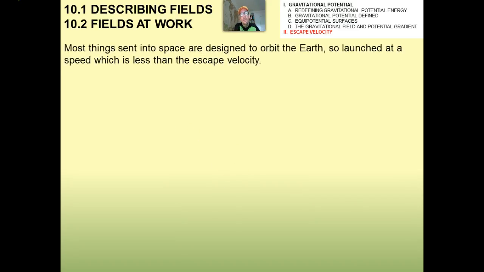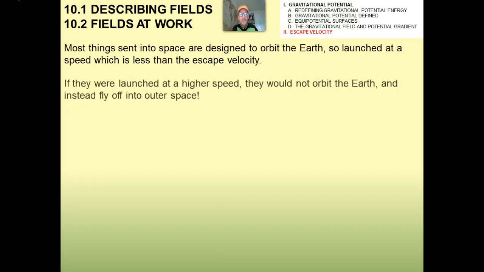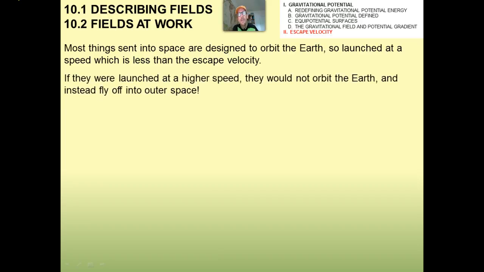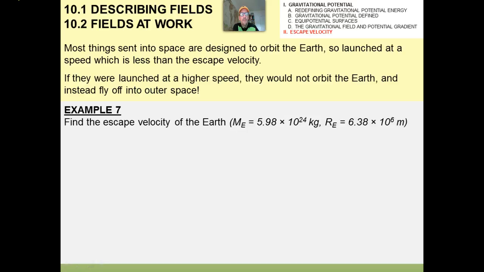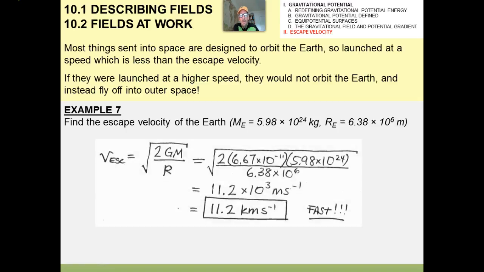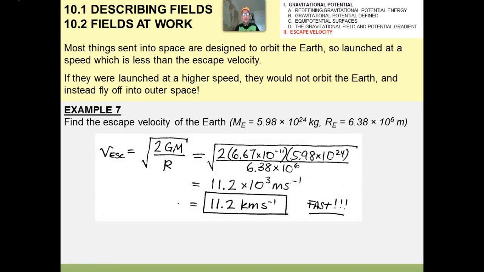Now, most things that are sent into space are designed to orbit the Earth. So they're launched at a speed which is less than the escape velocity. If they were launched at a higher speed, they would not even orbit the Earth, and they would fly off into outer space. As a very basic example, let's find the escape velocity of the Earth given the mass of the Earth and the radius of the Earth. I got that it's about 11.2 kilometers per second.